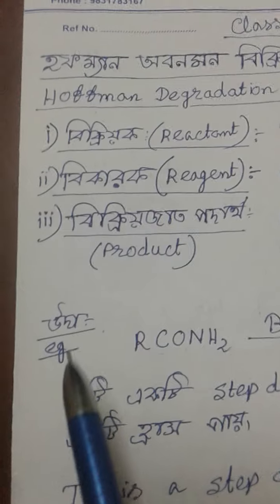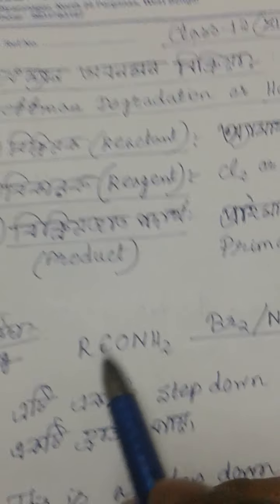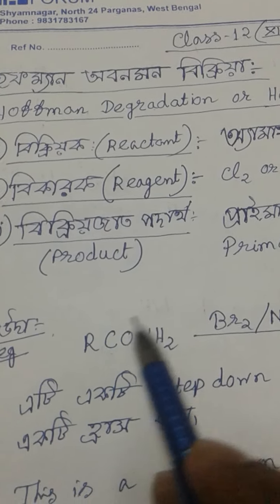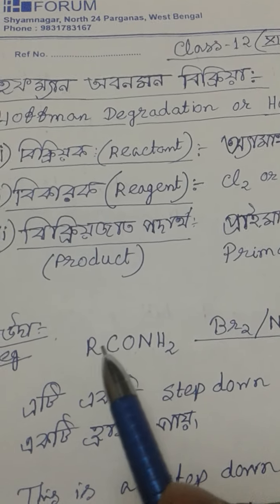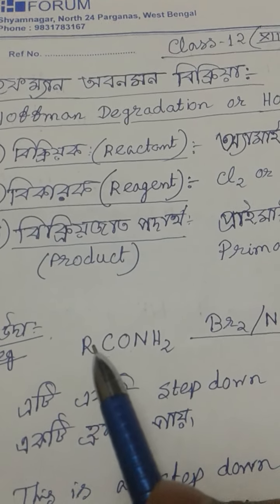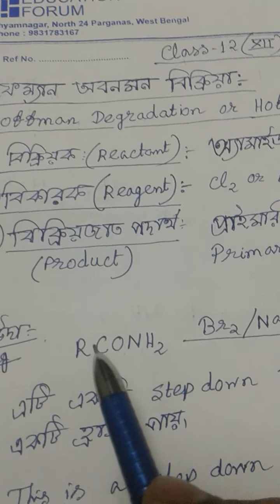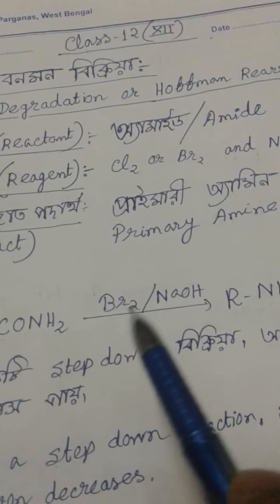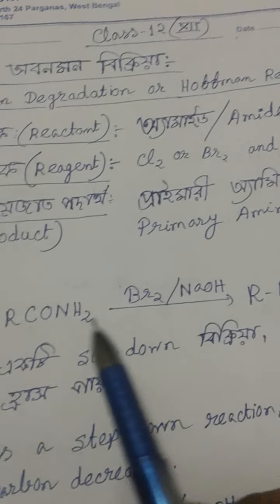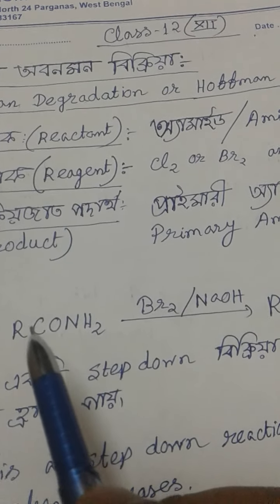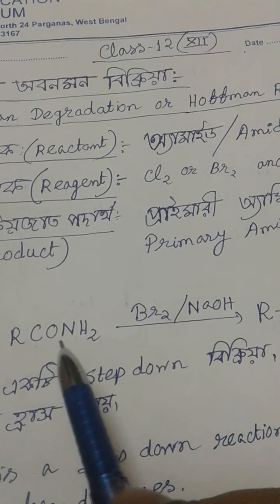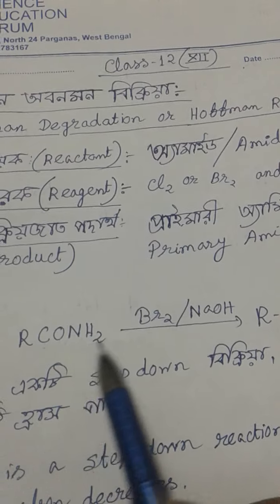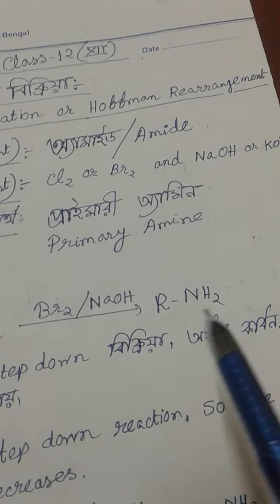Now we give an example. This is an amide. The CONH2 group is the amide group, and R may be alkyl or aromatic. If we use bromine and NaOH, that is halogen and alkali, then the CO group of the amide is eliminated and forms RNH2, that is primary amine.